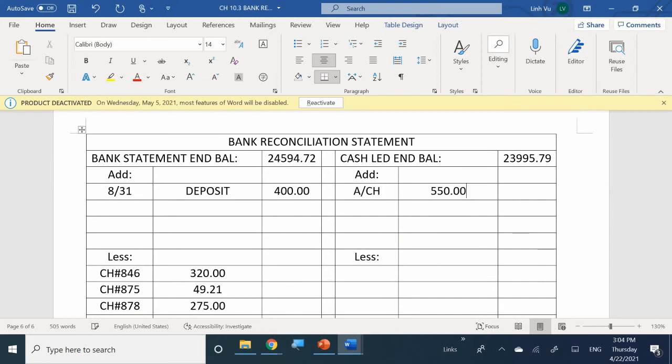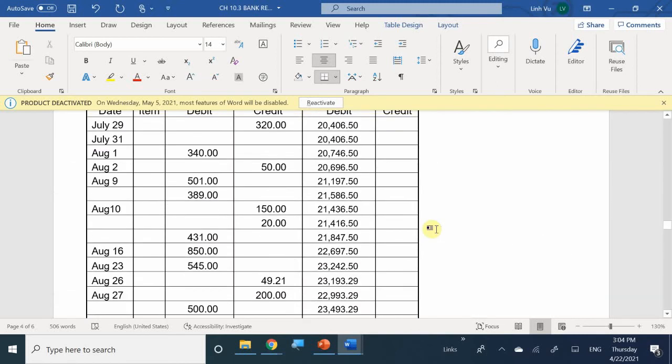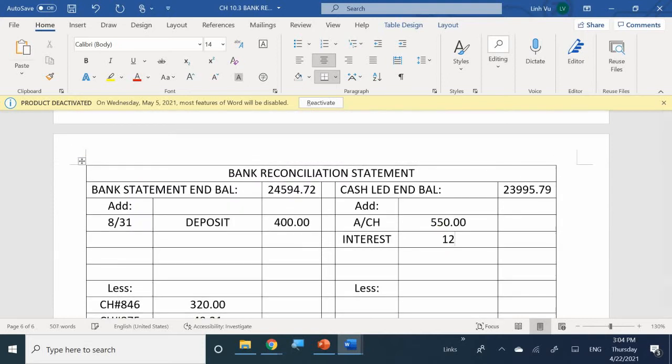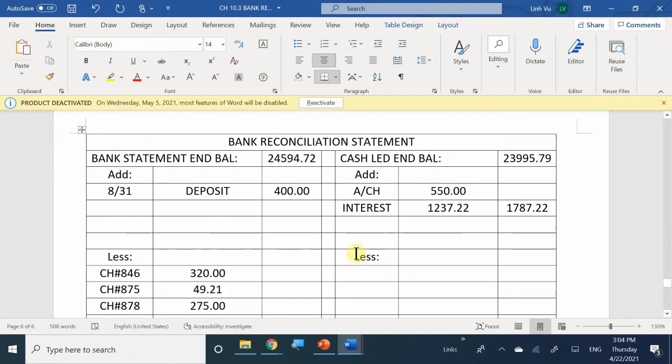For 550. Okay, and my interest is 1237 and 22 cents. Okay, thank you. 1237.22. Perfect. So that gives me a total amount of income that I've earned to be 1787.22. Okay. What about what am I going to be subtracting out from my cash ledger?